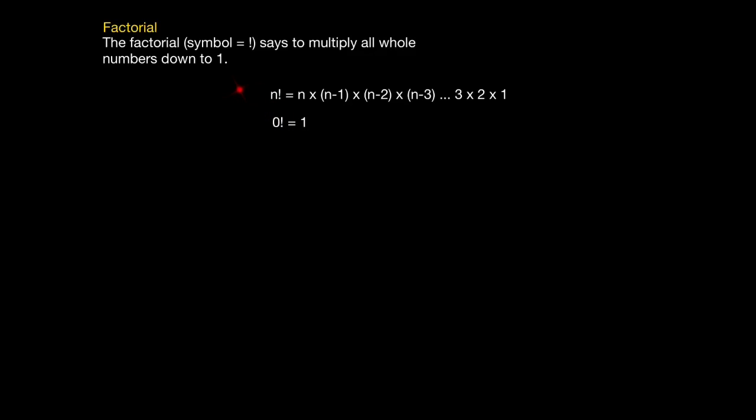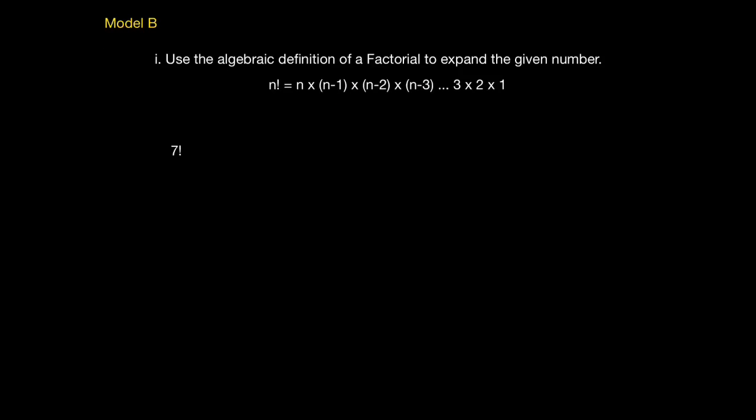Now let's apply this process to a number. So here we have model B. Use the algebraic definition of a factorial, and here I wrote it down, in order to expand the given number. The given number is 7, so we're going to expand 7 factorial here. This is my recipe. I'm going to follow this recipe with this given number. So here I don't have n, I have 7. I have 7 factorial, and I'm going to copy this recipe. Everywhere I see an n, now I'm going to replace it by a 7 instead.